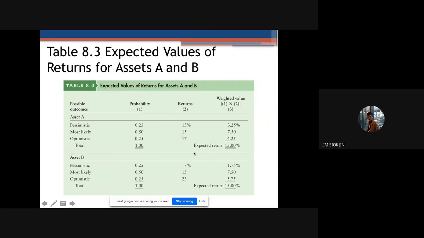So how do I calculate my average return? I take my probability of this happening times the return that I will get if that happens. So this one times this one, and this one times this one, and this times this. We add them all together, we get this. This is the expected return we get by doing this business. All right.